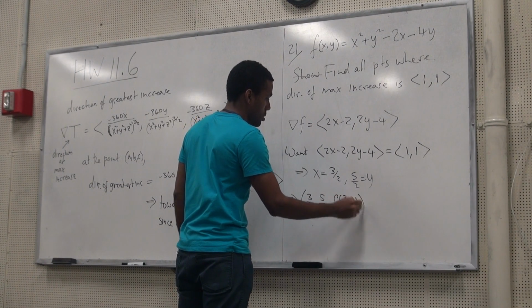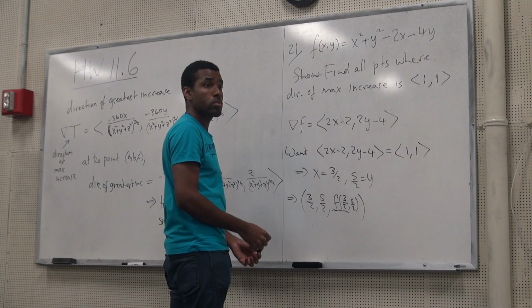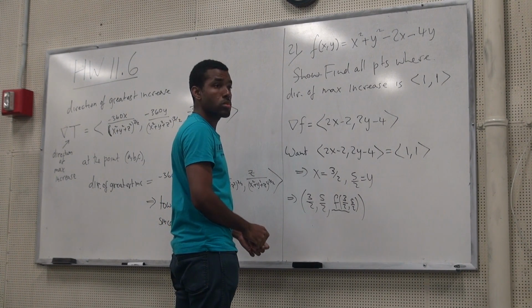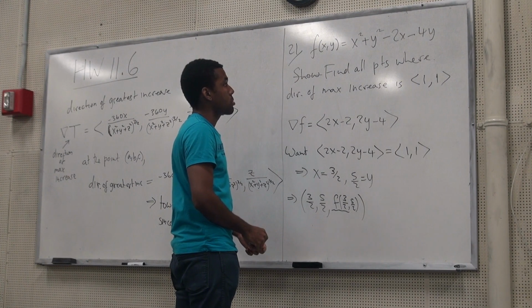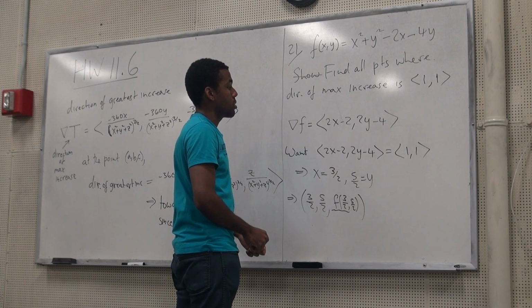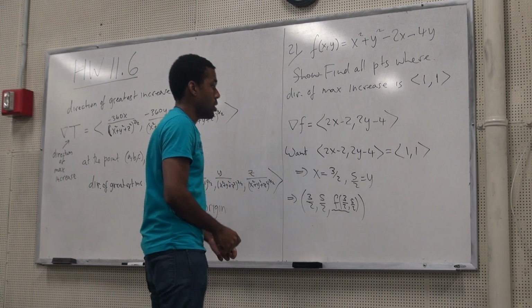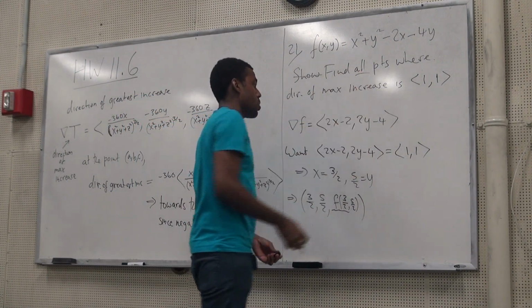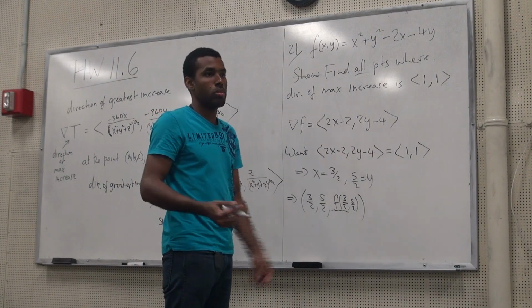Did they ask for all points where that was true, that the max rate of change was in the direction of i plus j? Yeah, but since it's linear, it's only one. There is only 1 point. They ask for all points. So what you can do is you can scale this one.